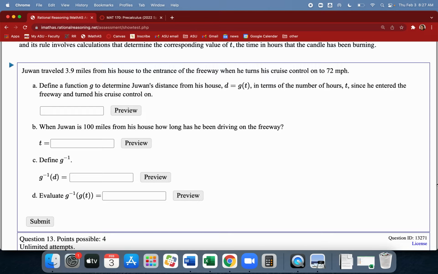And then there's answer a question. When he's 100 miles from home, how long has he been on the freeway? And then find this inverse function. If you can write the original function, you can do that inverse function maybe algebraically, or just think about what you did to answer question B. But take a couple minutes. Think about Joan traveling here, and see what we can do with this.